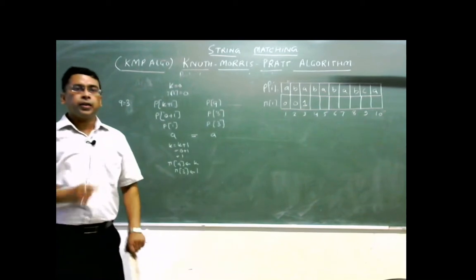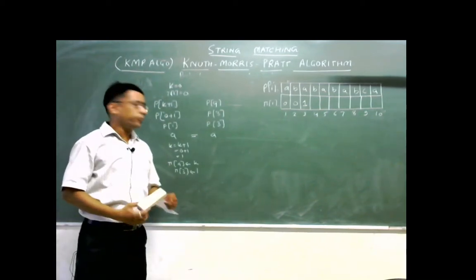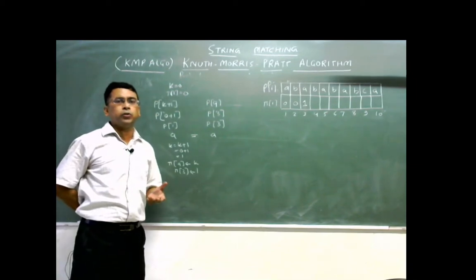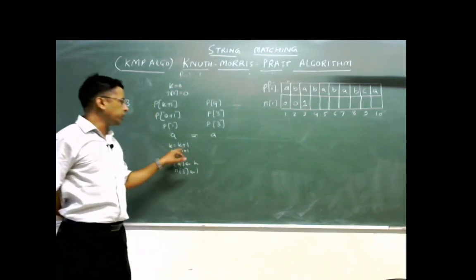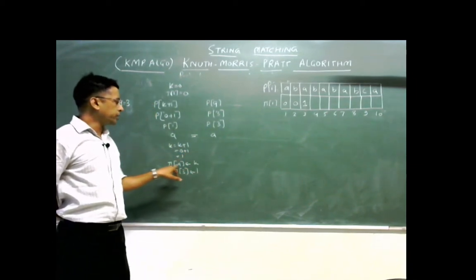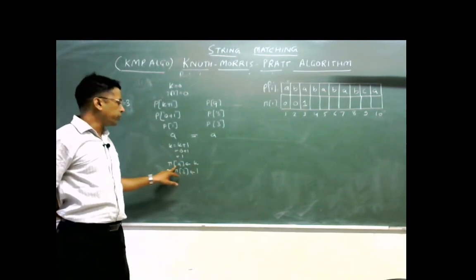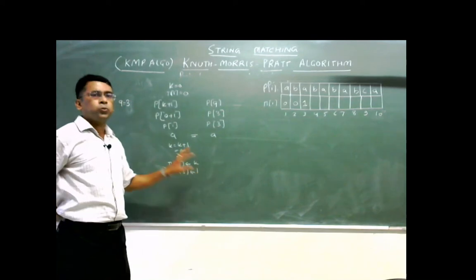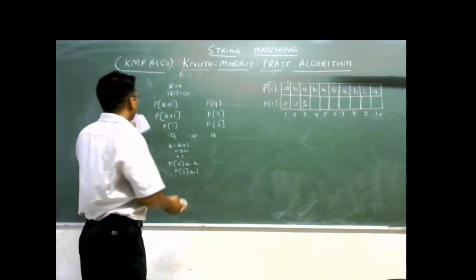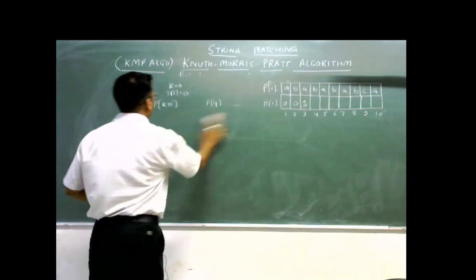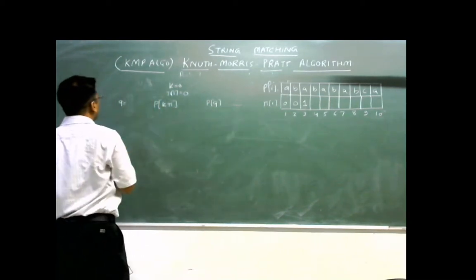Right? Now there is a match, and when there is a match, we increase the value of k by 1. K is equal to k plus 1. And we assign that value to the prefix function. So the k value is assigned to the prefix function, pi 3 is equal to 1. Now for the position number 4.